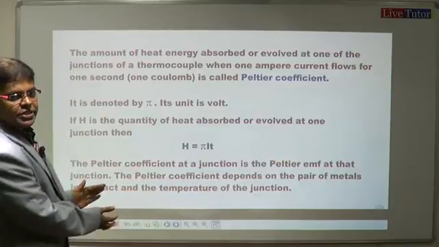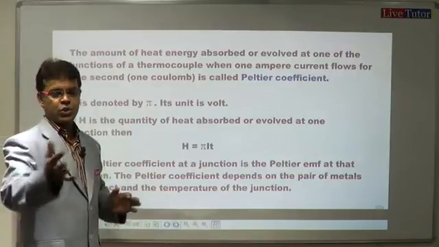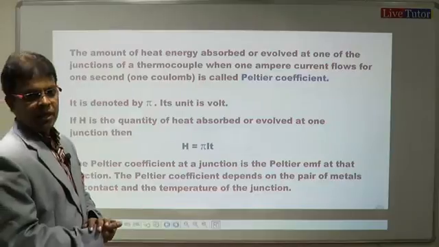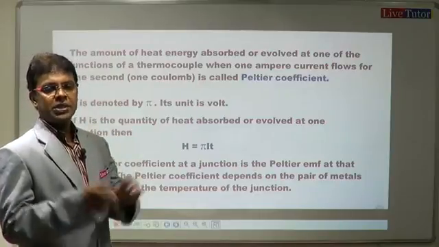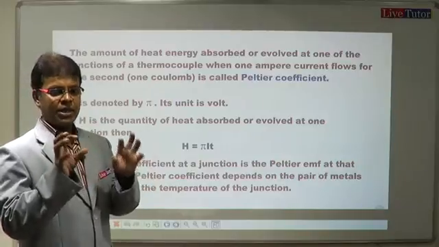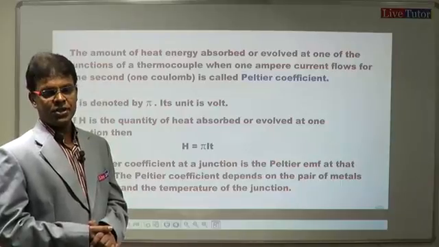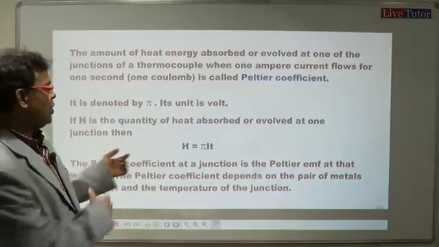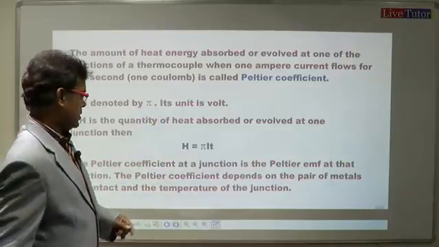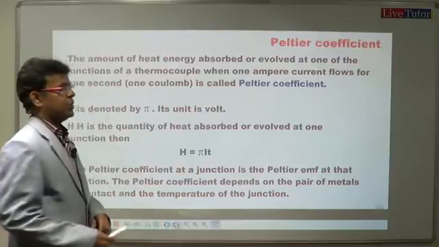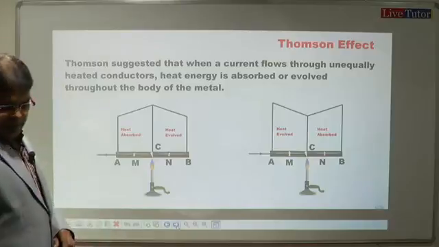And this Peltier coefficient is depending upon the pair of metals in contact and the temperature of the junction as usual. ஏற்கனவே சொன்ன மாதிரி இது எவ்வளோ amount of heat is generated அப்படிங்கிறது எதை பொறுத்து இருக்கு? Depends upon the nature of metal. என்ன மாதிரி metals யூஸ் பண்றோம் and also what is the difference in the temperature of the two junctions. இதை depend பண்ணி தான் என்ன பார்க்கும்? The value of H or pi we can say it is depending upon. Okay, this is nothing but Peltier effect or Peltier coefficient. The next one is the Thomson effect.